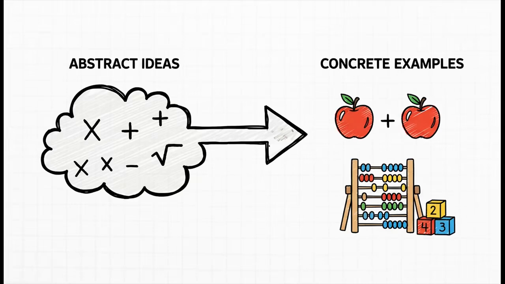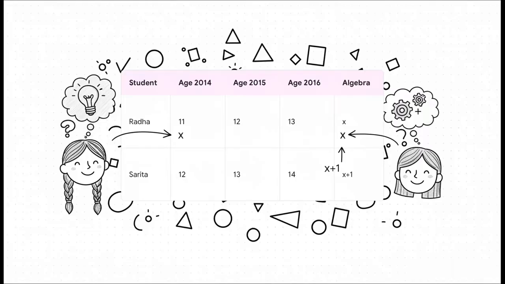Abstract subjects like math are a perfect example. They often need some creative adaptations to make those invisible concepts feel real and understandable. I mean, how do you explain a variable like x to someone who finds that idea confusing? Well, check this out. By linking x to Radha's age and x plus 1 to Sarita's age, the whole algebraic relationship is suddenly anchored in real-world logic that's super easy to get.